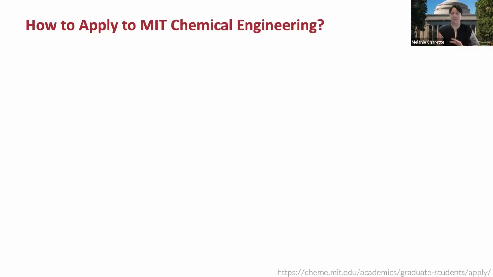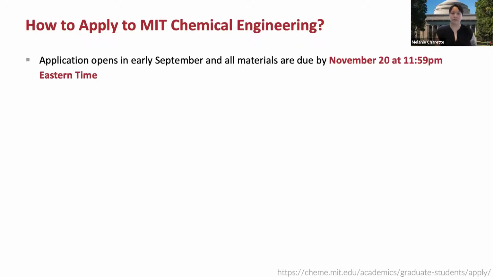So this is going to be a very bare bones presentation of what you would need to do in order to apply for MIT chemical engineering programs. Our application opens in early September, and materials are due by the deadline. This year, the deadline is November 20th. Typically, it would be around mid-November.